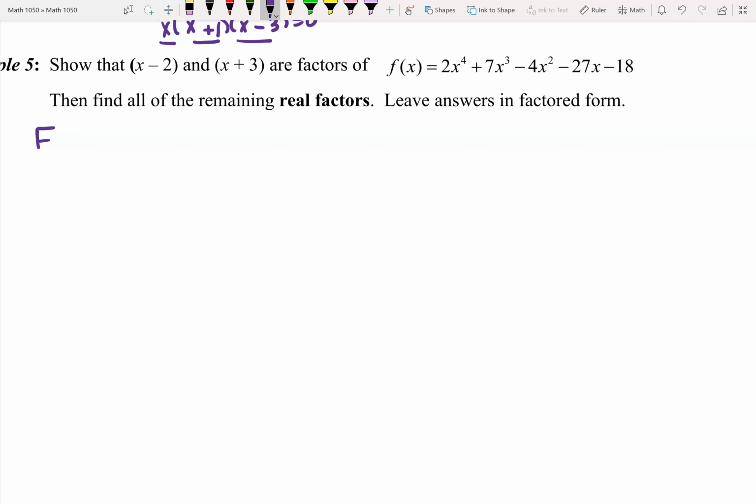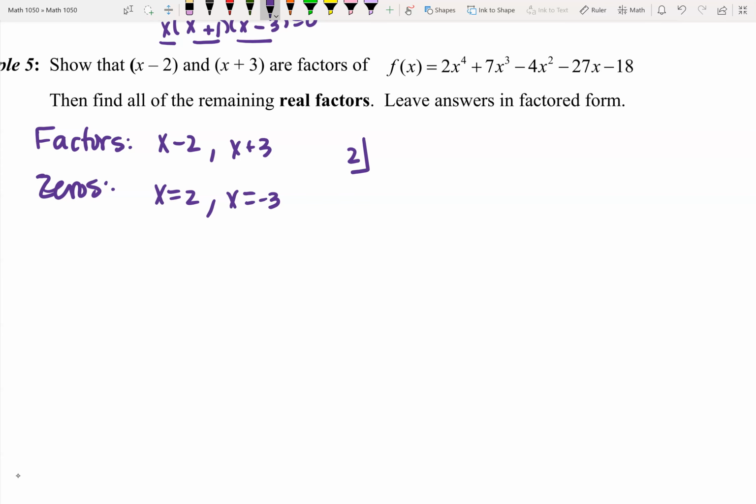So once again, just to make sure that everybody's good, I want you to write down the word factors, and then write down the word zeros. If you have a factor of x minus 2, then you have a 0 of x equals 2. If you have a factor of x plus 3, then you have a 0 of x equals -3. Okay, so let's start with the 2. Put your 2 right here. We're going to do synthetic division, and we better not get a remainder because we know that that's a solution.